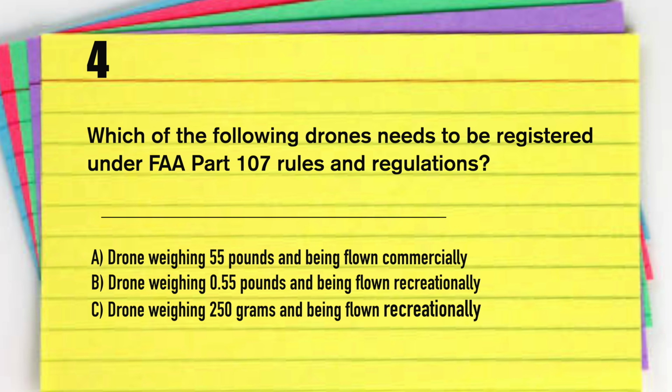Next question. Which of the following drones needs to be registered under FAA Part 107 rules and regulations? A, a drone weighing 55 pounds and being flown commercially. B, a drone weighing 0.55 pounds and being flown recreationally. Or C, a drone weighing 250 grams and being flown recreationally.